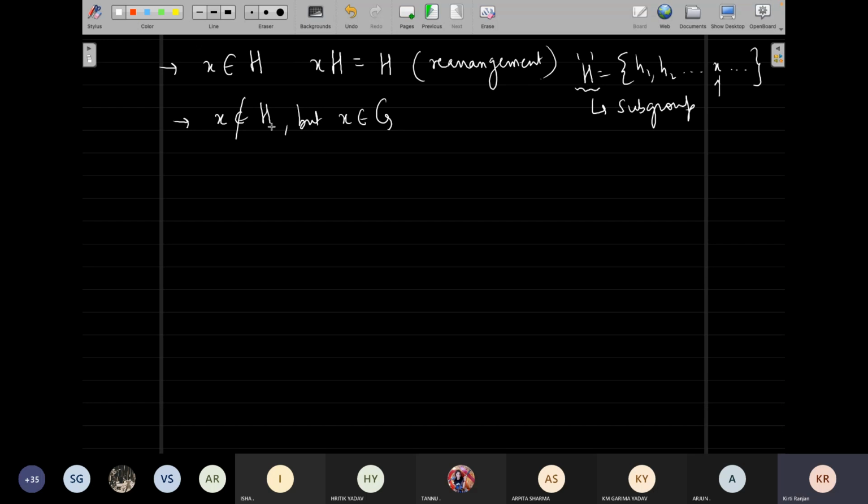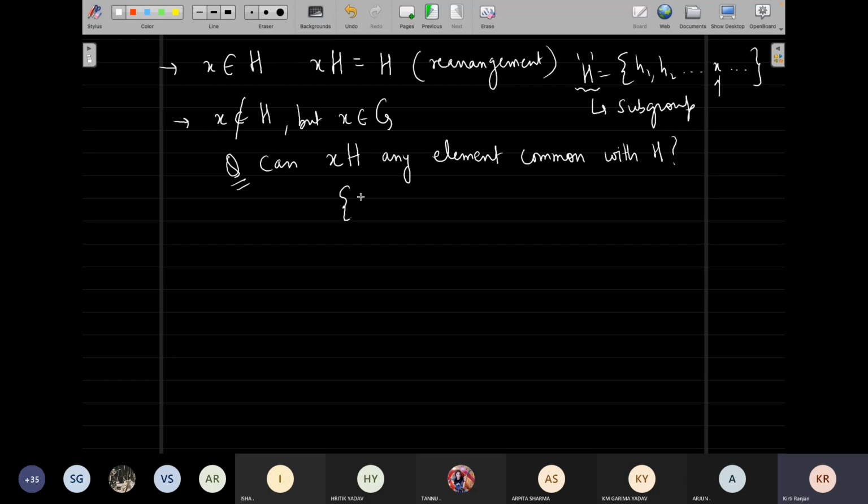What if X does not belong to H? Can you tell me now? This is something interesting. If I construct XH now, can this have any element in common with H? So this is the question which we are trying to answer now. Of course, I can actually prove this, but I can also take an example.